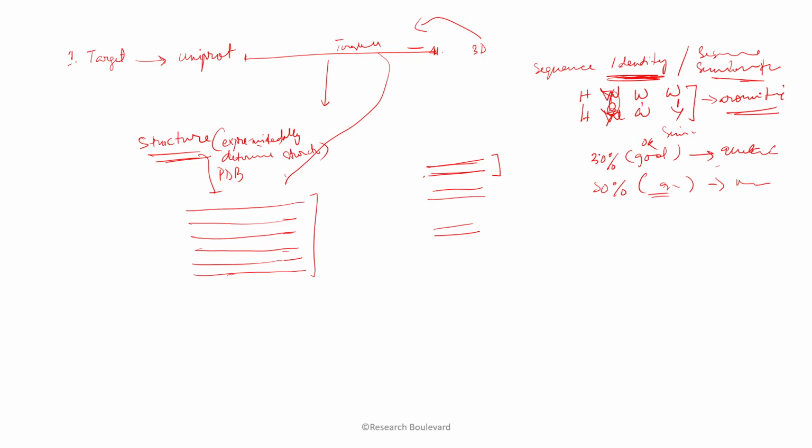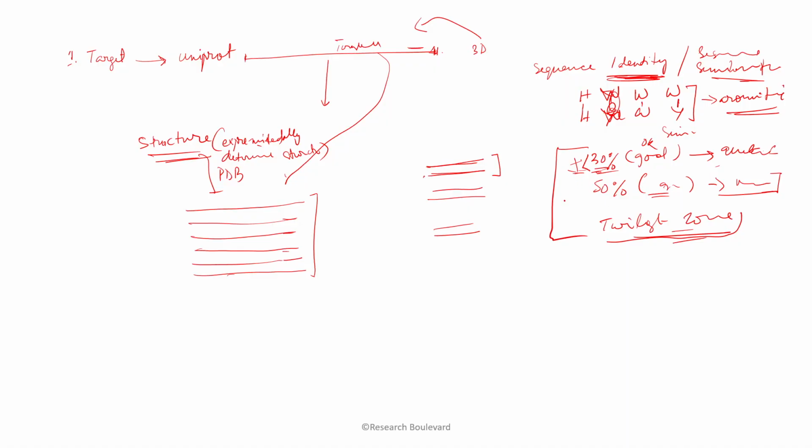If it is less than 30%, then that is something we call the twilight zone. The quality of the model may not be good, but if you don't have anything else, you can just take this alignment and the template and build the model. But you have to be very careful. If it is more than 50, or 50 to 60, or above 70 or 80, then you can just take the template and build the model confidently.